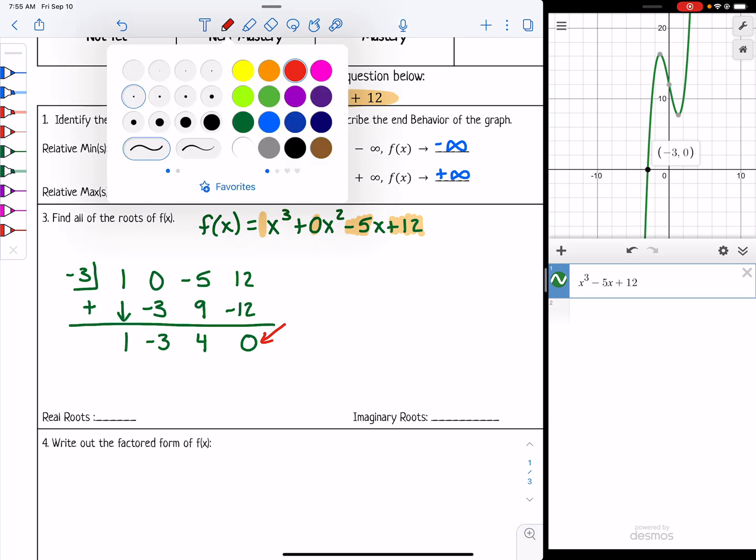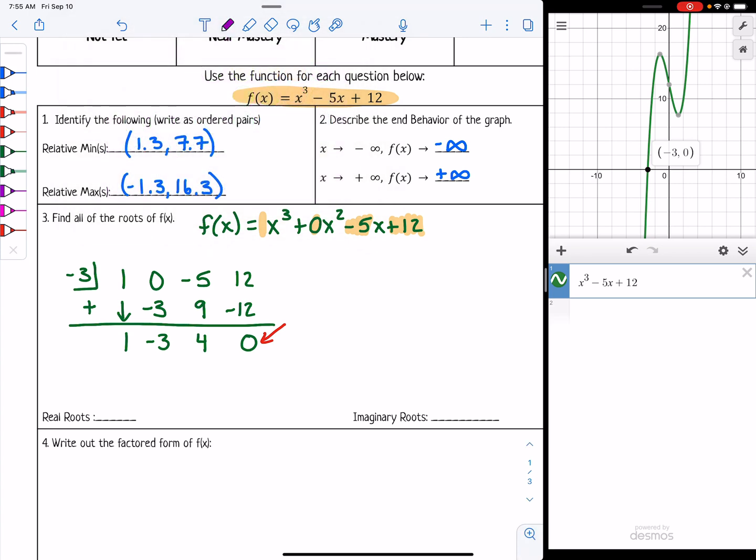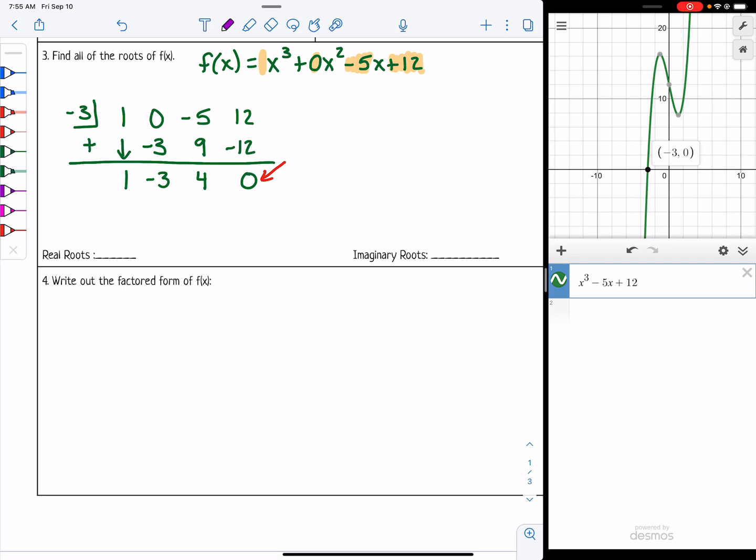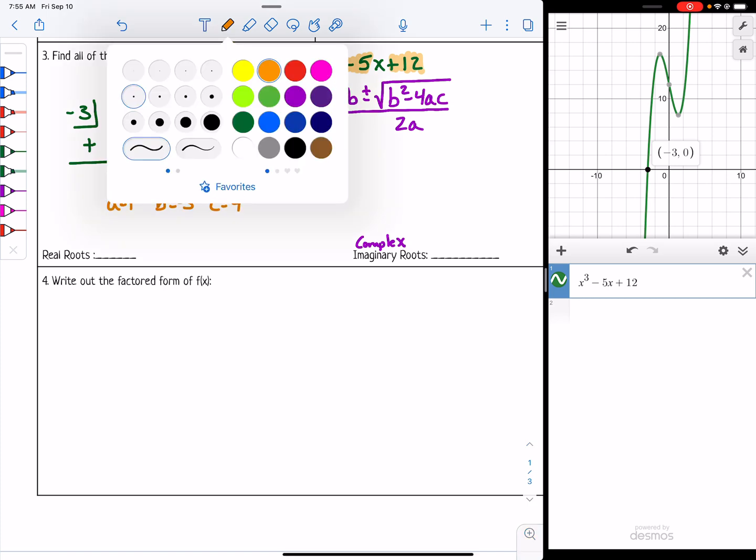Now we need to continue on to figure out the rest of the roots, because we only have one real root. That means there are going to be 2 imaginary or complex roots. They mean the same thing. So we've got to use the quadratic formula. Remember, x equals negative b plus or minus the square root of b squared minus 4ac, all divided by 2a. Let me pick these out. So a equals 1, b equals negative 3, and c equals 4. Those are the numbers I'm going to plug in.